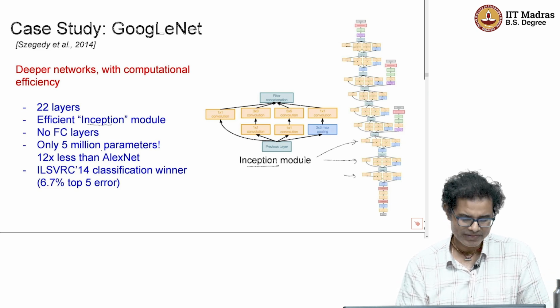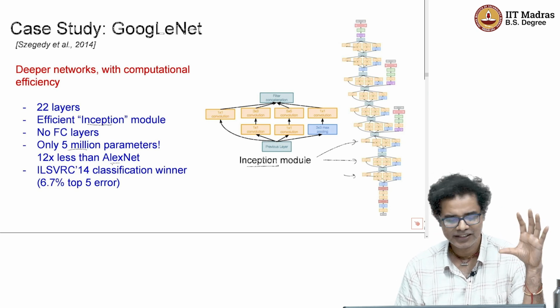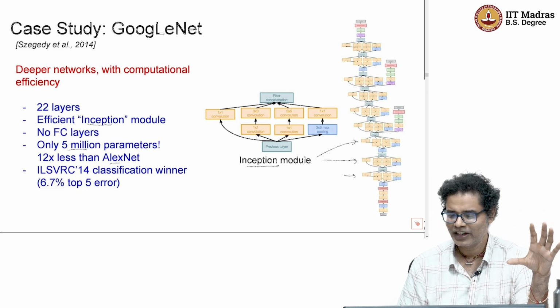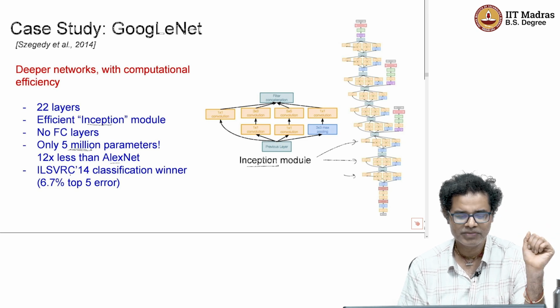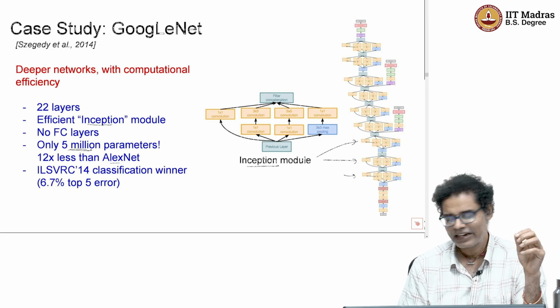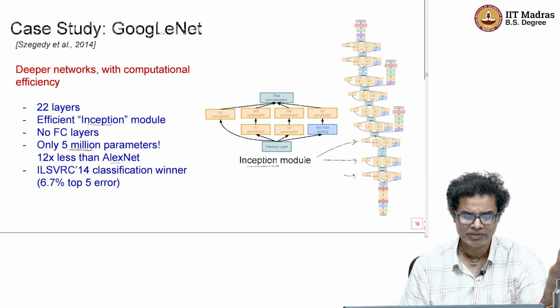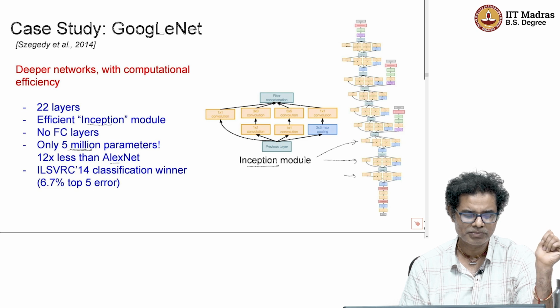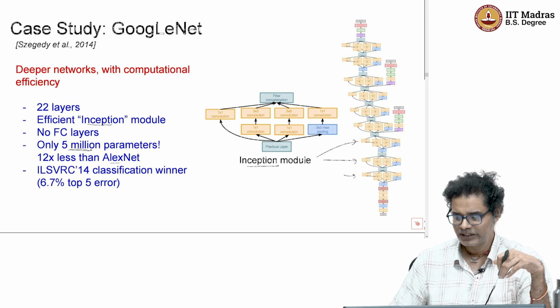And it has 5 million parameters only, much lesser than AlexNet, which has 60 million. AlexNet, which has just 8 layers, has 60 million, whereas GoogleNet has 22 layers and just 5 million parameters, so much lesser. It is also very much less compared to VGG, which has more than 100 million parameters, right? This is just 5 million, so 20x lesser number of parameters. And it was also one of the winners in this competition.